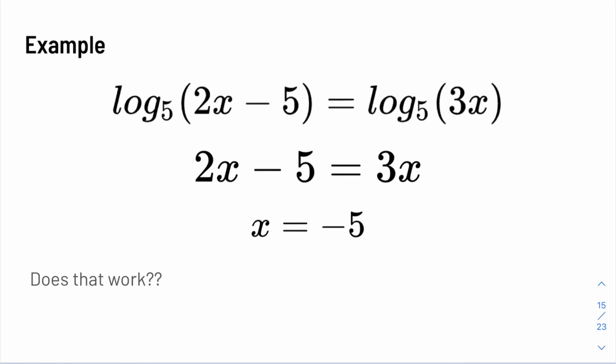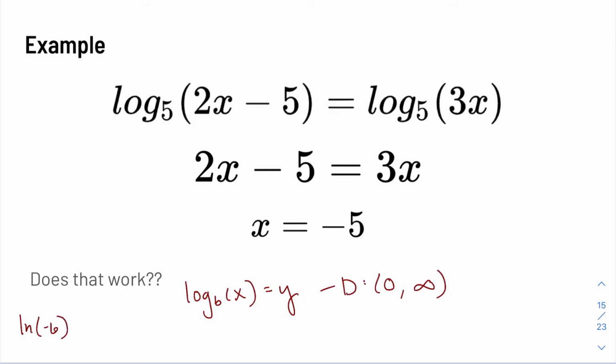But now we have to think back to when we were graphing log functions. We had restrictions on the domain, right? We had log base b of x equals y, and the domain was 0 to infinity. If there were shifts happening, it shifted, but the whole point was I couldn't take the log of a negative number or 0, right? If you try and type the natural log of negative 6 into your calculator, you'll get a domain error. It doesn't work. We can't do it.